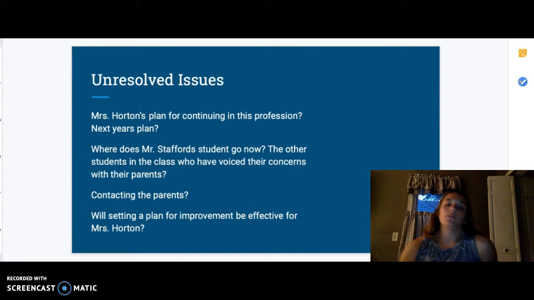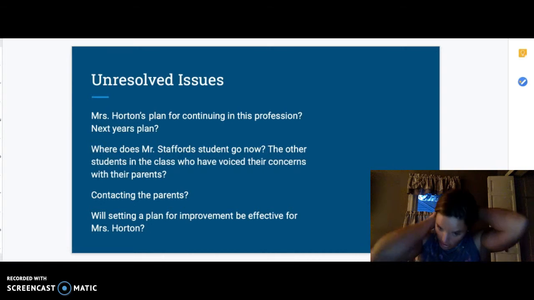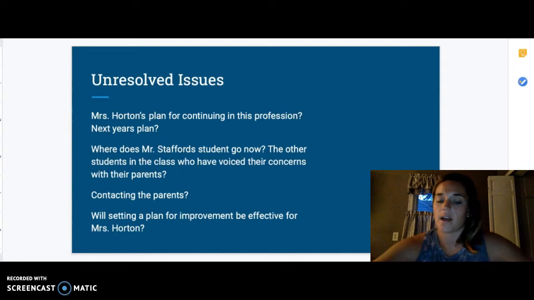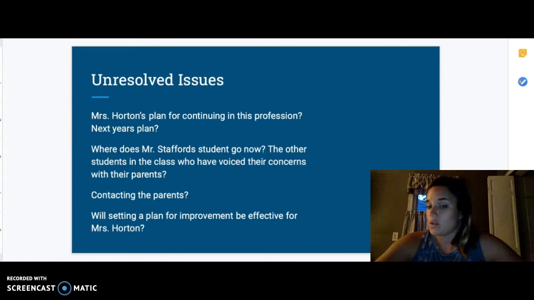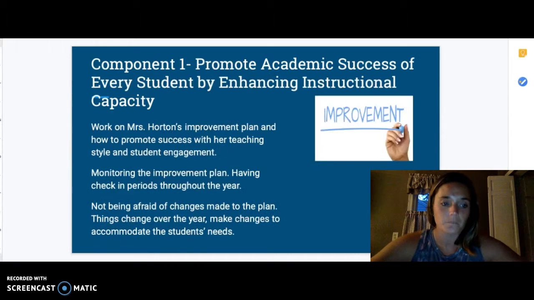On a different note, understanding where Mr. Stafford's child goes. After their meeting, he left, and it wasn't the most professional meeting. So at this point, maybe Mr. Stafford's student does need to be moved, but do they do that? Because then there's going to be other students and parents that may decide, oh, I've heard that this person moved, my child needs to move too. So just kind of figuring that one out. And also contacting the parents, maybe sending something saying there was an issue, everything is resolved. If you ever have any questions or concerns, please don't hesitate to ask, just to kind of clear the air.